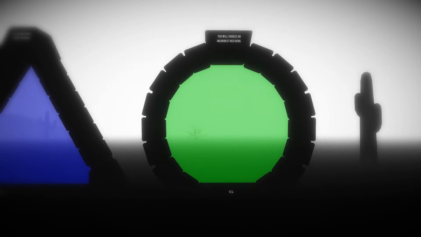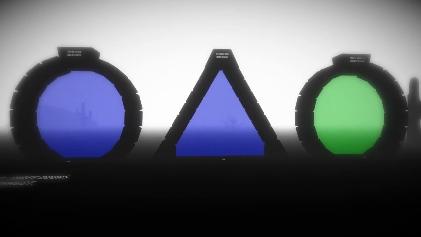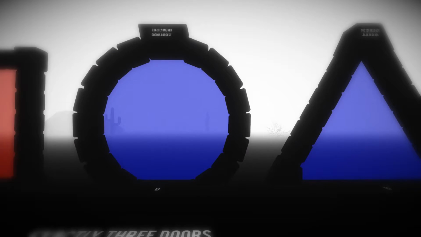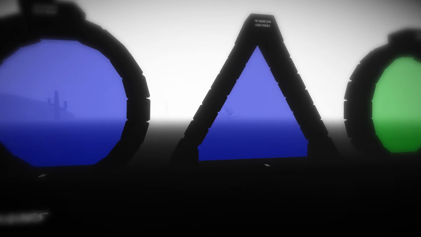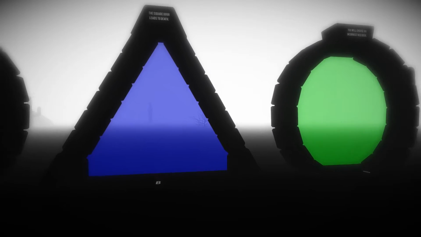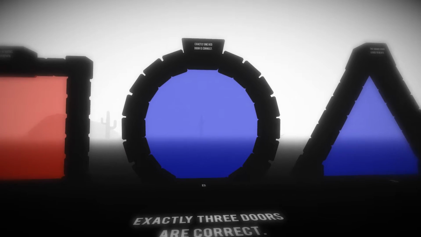You will choose an incorrect red door. Would be true. So that can't be right. The middle 3 can't be right. Let's say these. You will choose an incorrect red door, possibly. The square door leads to death. Exactly 1 red door is correct. That's false. So let's say the red, the blue, and the green are right. You'll choose an incorrect red door, true. The square door leads to death, true. This is false. Exactly 1 red door is correct. False. This one is true.